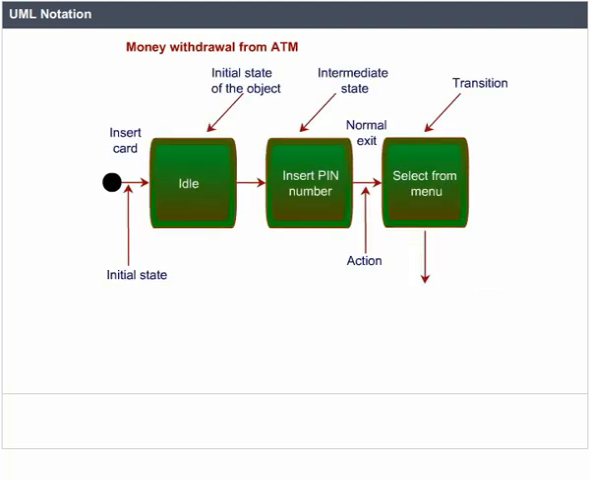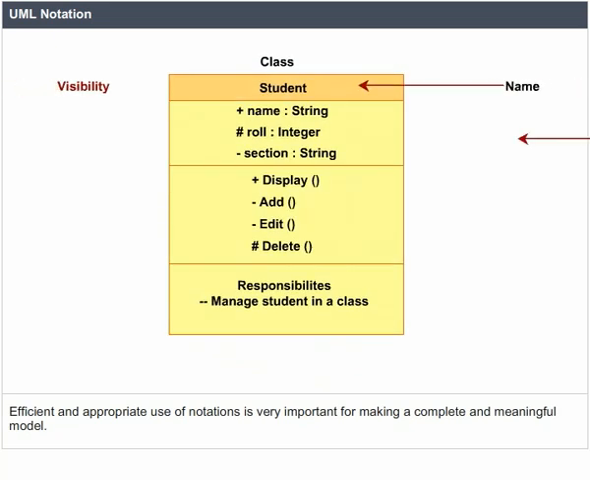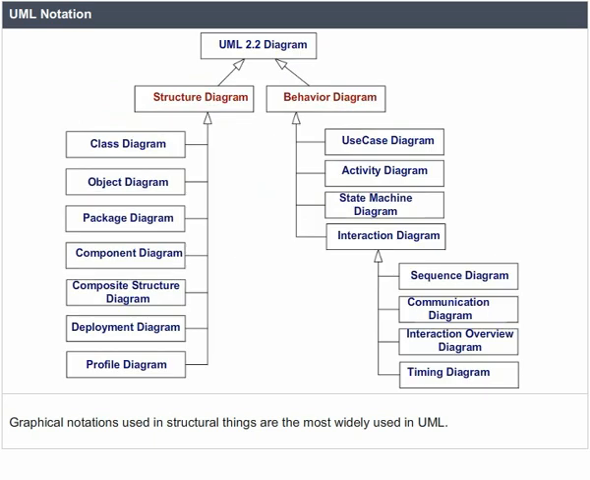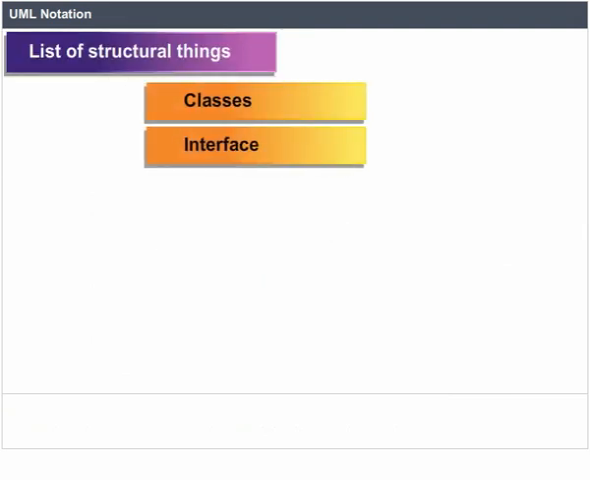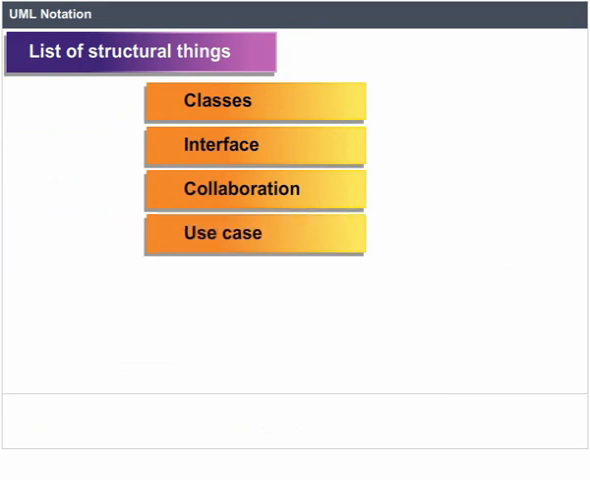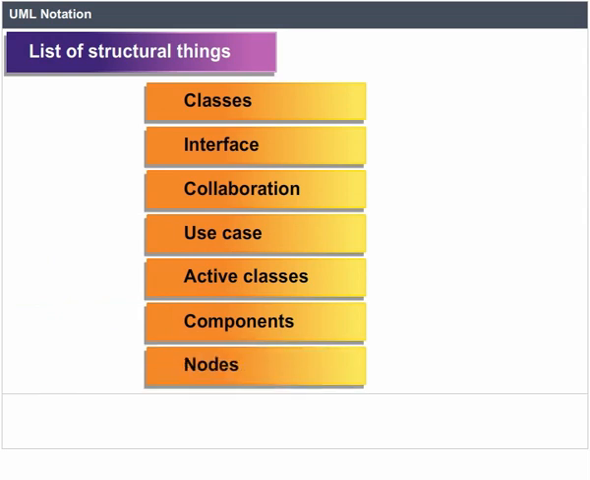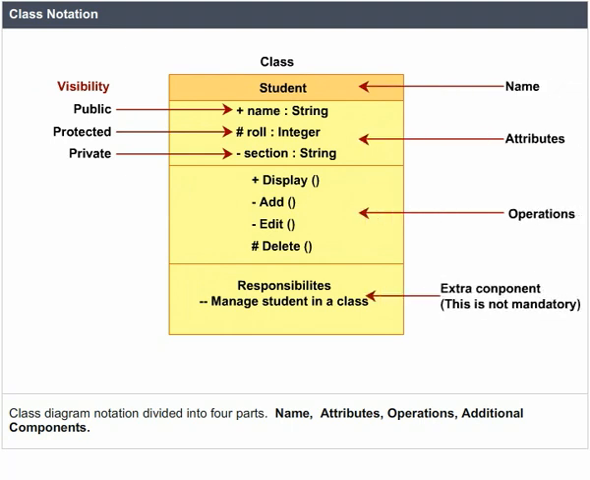UML notation. UML notations are the most important elements in modeling. Efficient and appropriate use of notations is very important for making a complete and meaningful model. Graphical notations used in structural things are the most widely used in UML. List of structural things: classes, interface, collaboration, use case, active classes, components, nodes. Class notation. Class diagram notation is divided into four parts: name, attributes, operations, additional components.